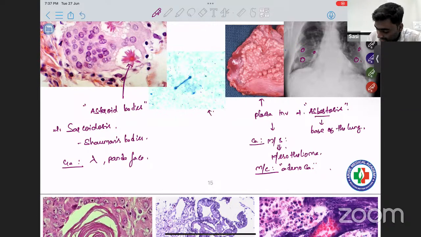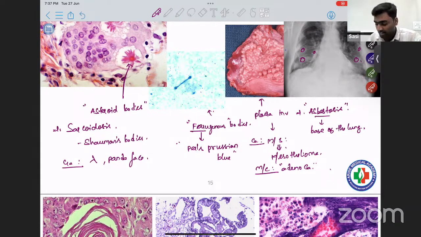What is the name of this body? Yeah, you are getting it correct. These are known as ferruginous bodies. Since they contain iron, they can be stained with Perls Prussian blue. As they contain iron, they are dumbbell in shape. It is a dumbbell shape.